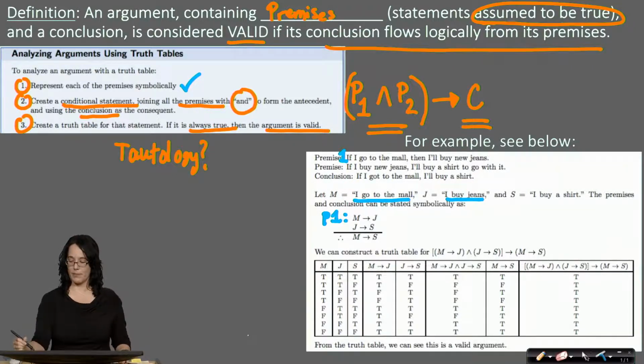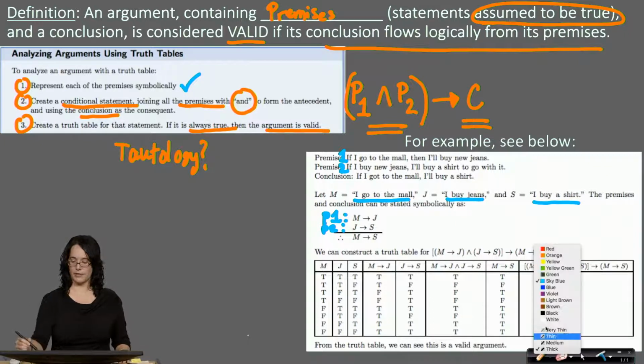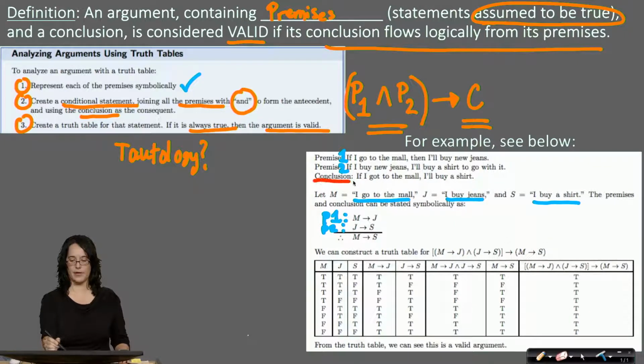What about premise 2 here? If I buy new jeans, then I'll buy a shirt to go with it. Well, buying new jeans was already letter J, and this is an if-then statement, so you can see how they've written our premise 2 symbolically as J, arrow, S, where S was the statement, I buy a new shirt. So now we have premise 1 is M, then J. If M happens, J should follow. Premise 2, if J happens, S should follow. The conclusion here is that if I go to the mall, then I end up buying a shirt.